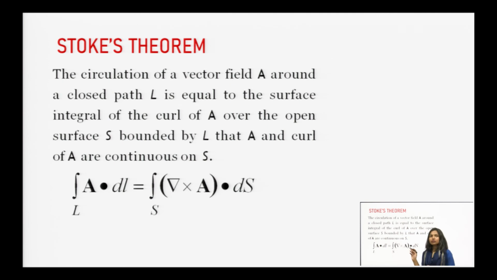Based on this curl, we have one theorem that is known as Stokes theorem. The main motto of Stokes theorem is to change the line integral into a surface integral. To change any line integral into a surface integral, we need to put the curl of that vector field, and then we can apply the surface integration. The final value will be the same as we would get by doing the line integration of that field on the certain curve.